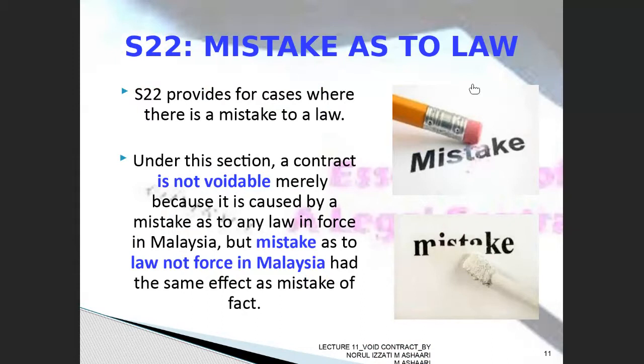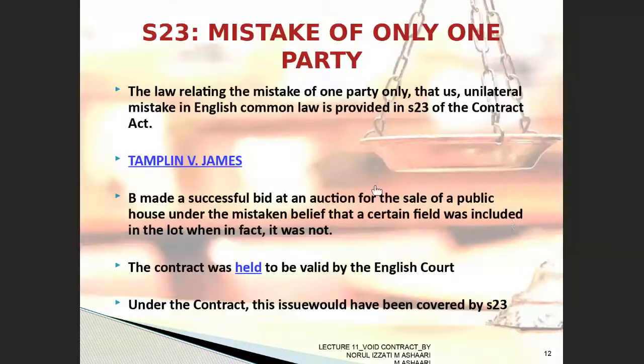Okay. Now number two, section 22 in the Contract Act mentions mistake as to the law. It provides for cases where there is a mistake as to the law. Basically under this section, a contract is not voidable merely because it is caused by a mistake as to any law in force in Malaysia. If there is something wrong with the statement, but that law is in force in Malaysia, it is not voidable. But a mistake as to a law not in force in Malaysia will have the same effect as a mistake of fact, as what we discussed before.